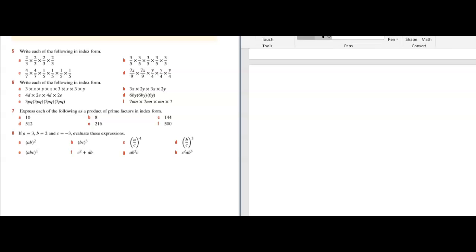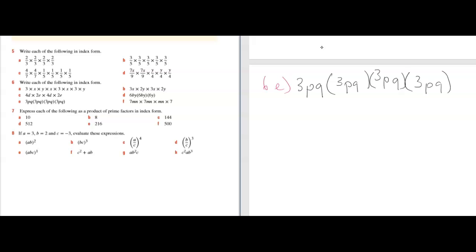Whoops, need to just get my pink pen. Now, which one do I want to do? Let's do E. Okay, so I've got (3PQ), (3PQ), (3PQ), and another bracket, (3PQ). Now, this just still means we're multiplying, okay?